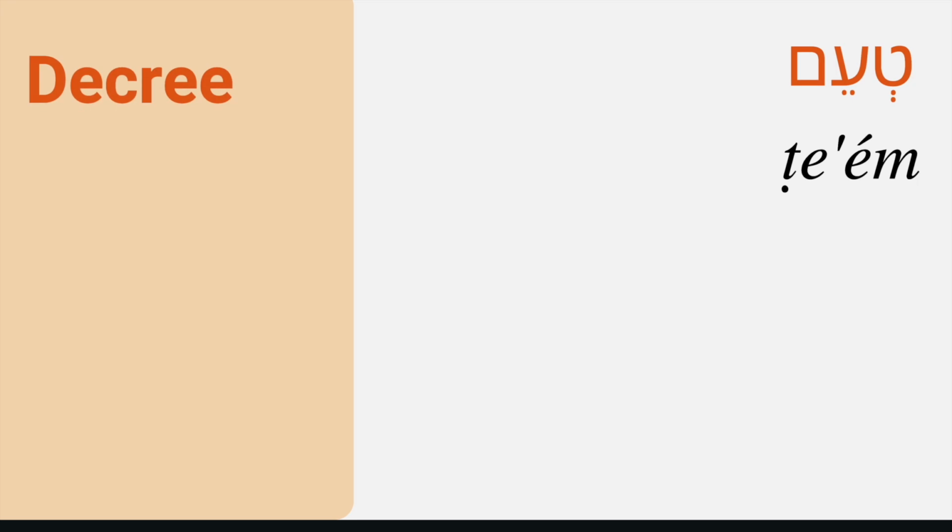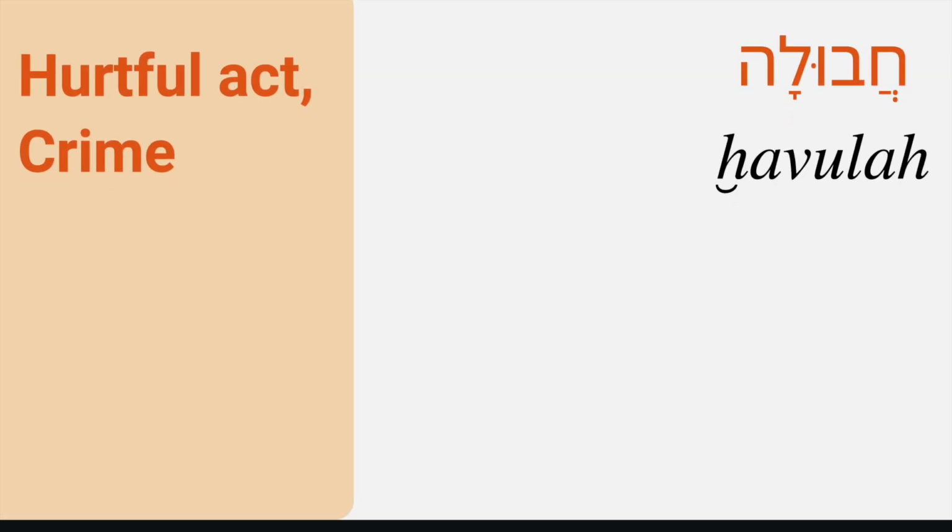Decree. To aim, decree. Hurtful act or crime. Chavula, hurtful act or crime, and we know all these letters. Chet, bet, vav, lamed, he. Chavula.